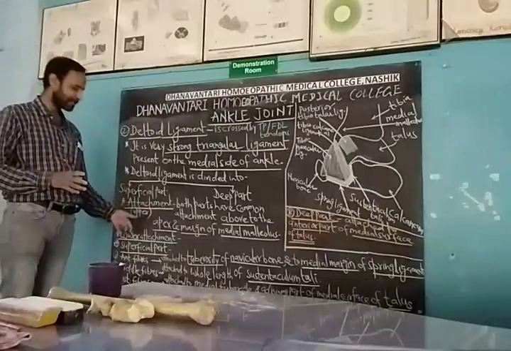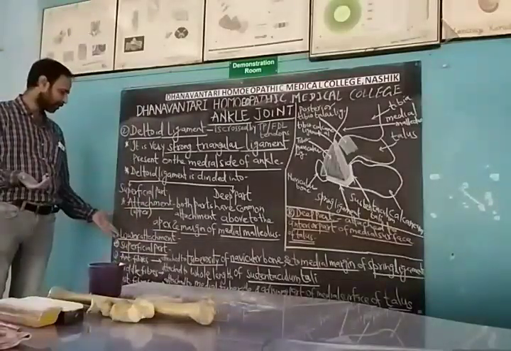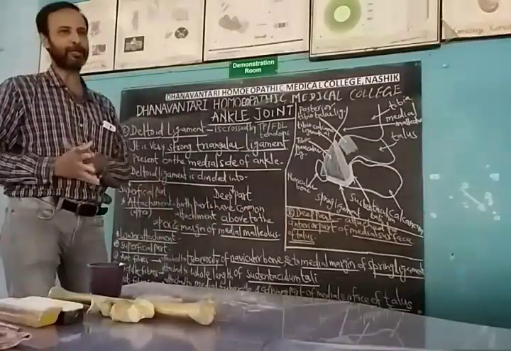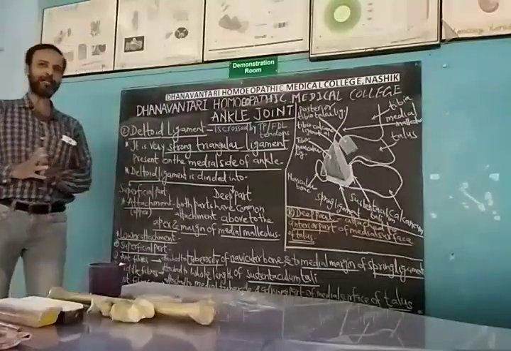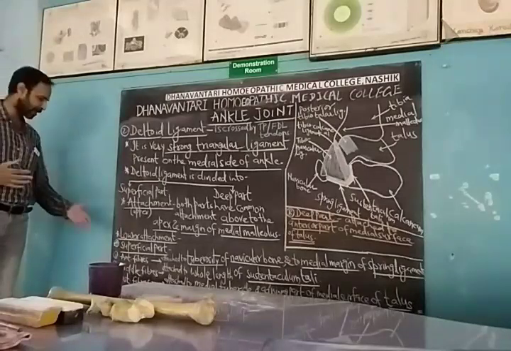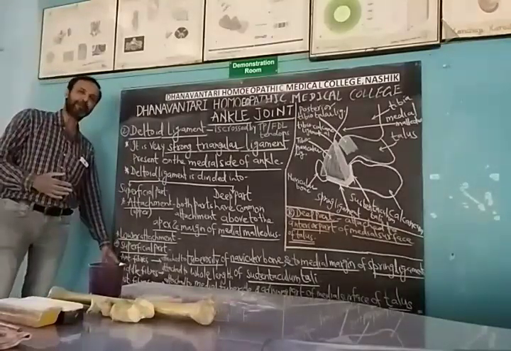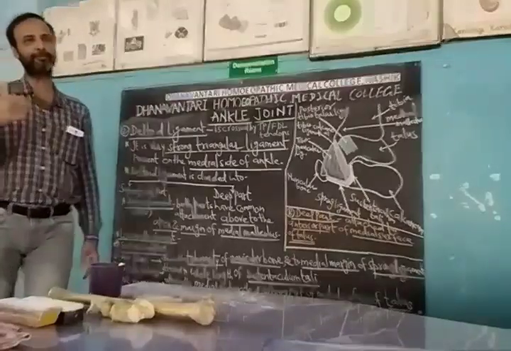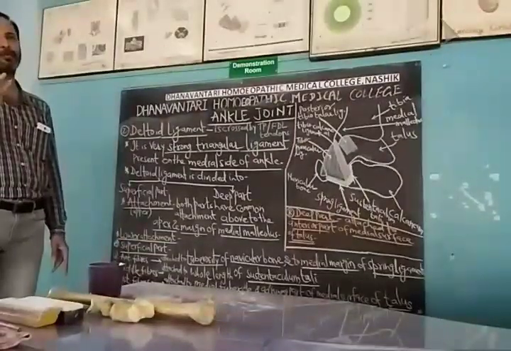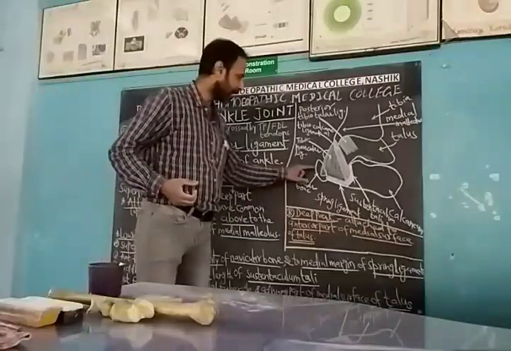Then the next part we see is the lower attachment. That is separate for the superficial part and the deep part. Now the superficial part we divide into three types of fibers: the anterior fiber, the middle fiber, and the posterior fiber. These are the three.